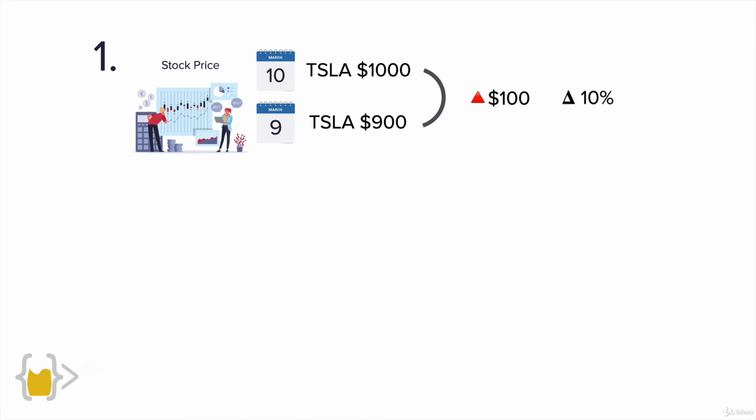Now, we can also calculate what is the percentage that this rise represents. So if we look at this difference of $100 and calculate it as a percentage of yesterday's closing price, then we can see that the price on March 9th was 10% lower than on March 10th.